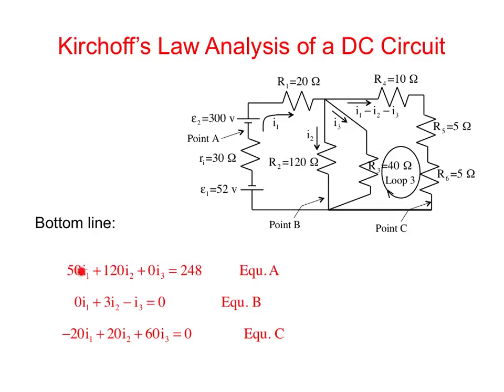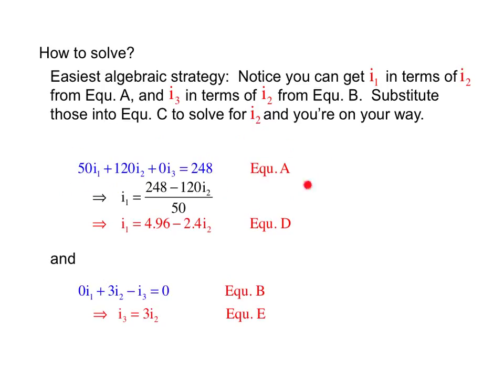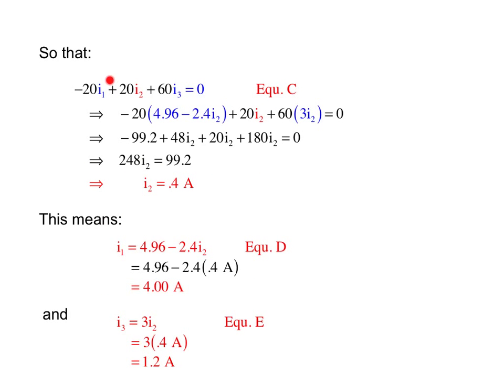So I could figure out what I1 was in terms of I2. I could figure out what I3 was in terms of I2. I could get rid of the I1 and the I3 in this relationship and have nothing but I2 terms and solve for I2. Everything I just said is stated here. So here I'm doing this with equation A, and here's my final relationship for I1. And here I'm dealing with equation B, and here's my final relationship for I3. And here I'm taking I1 and substituting in, and I3 and substituting in, and I'm solving and solving, and I'm coming up with I2 equals 0.4 amps.